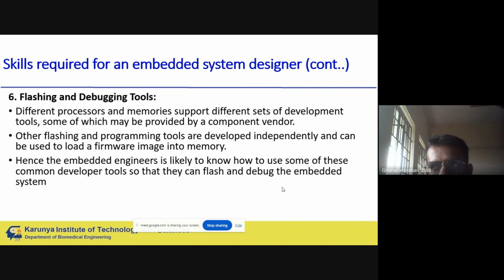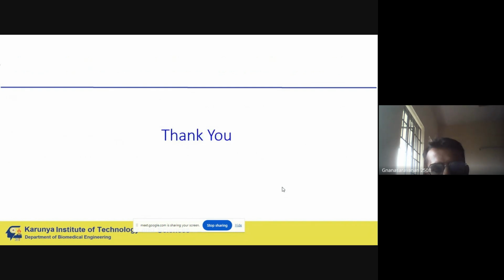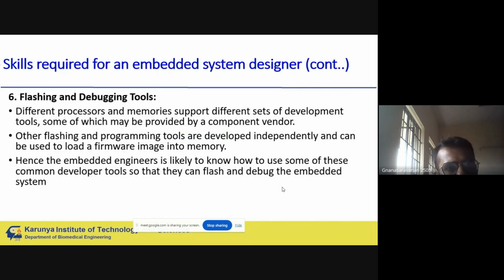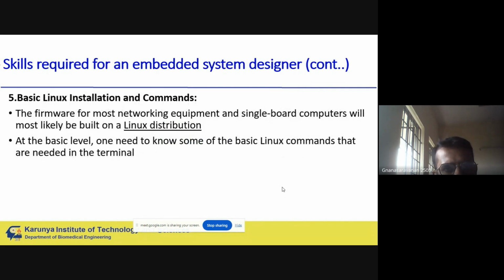As embedded system design engineers, when we want to use a resource which is already available and flash the program alone, or we want to debug some code which has crashed due to some misuse, then you need to have at least some knowledge of working with flashing and debugging tools. So that is one of the qualities or skills that is required for an embedded engineer. So these are the 6 skills that are required.